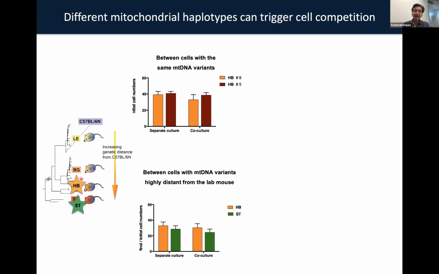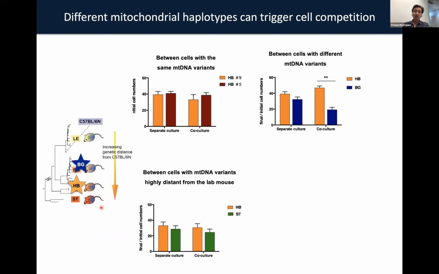She then compared two cell lines carrying mitochondrial DNAs that were very distant from the black 6 mitochondrial DNA, and asked if these competed with each other. Again, she showed that they didn't. But in contrast to this, when she took HB cells and competed them against cells that carried a mitochondrial DNA more closely related to the black 6 mitochondrial genome, she found that the HB cells outcompeted the BG cells. Specifically in the co-culture, she got a preferential growth of the HB cells over the BG cells.